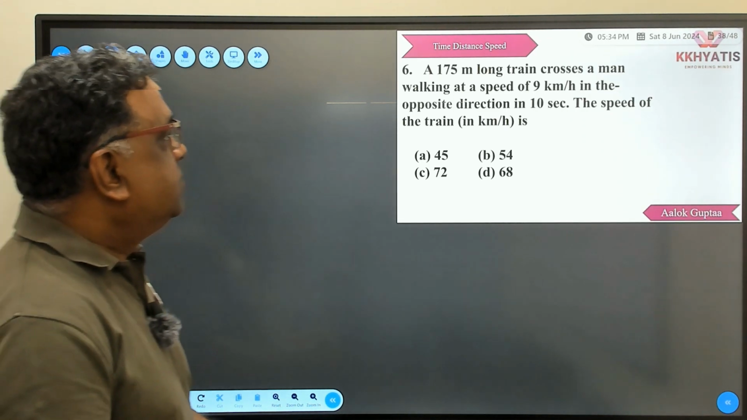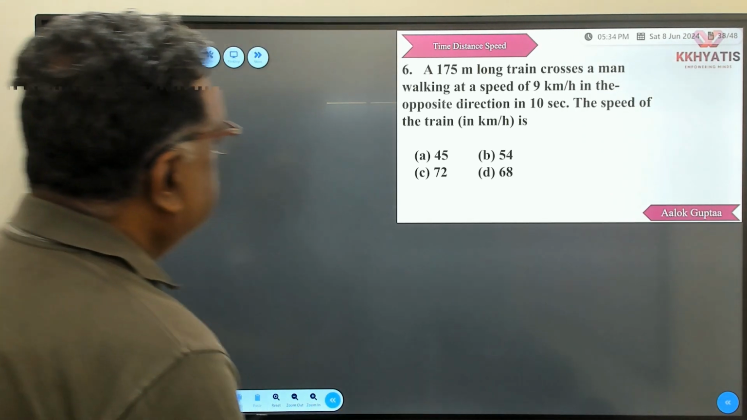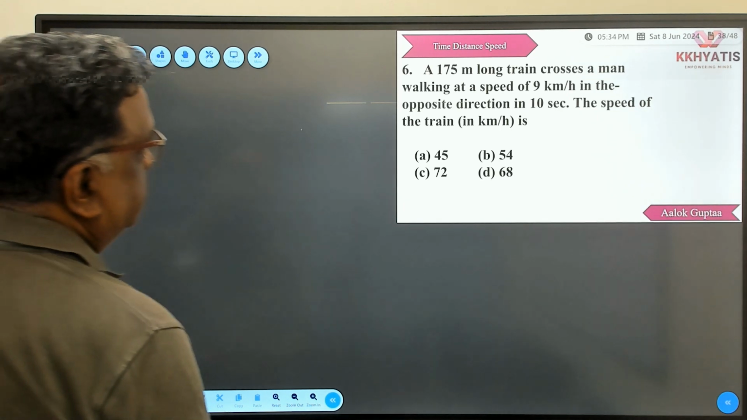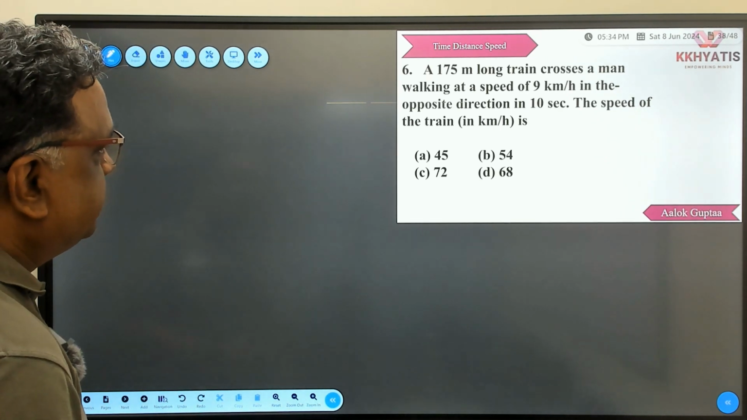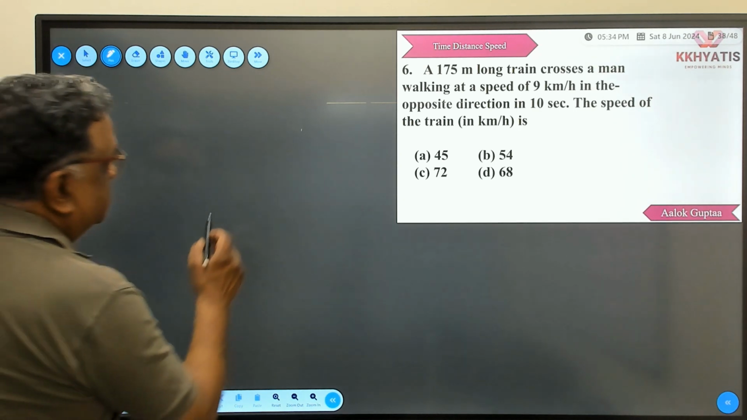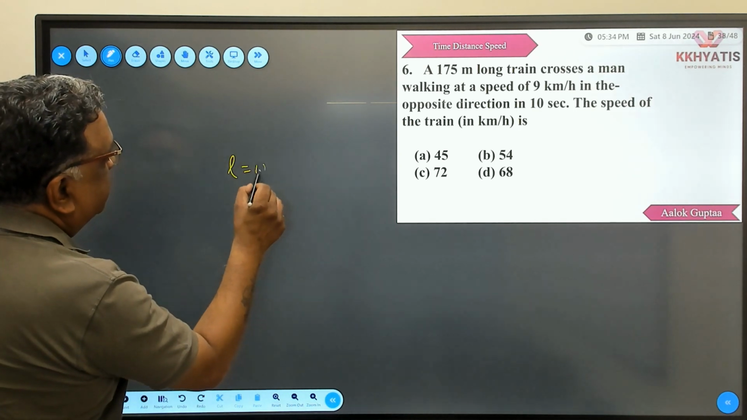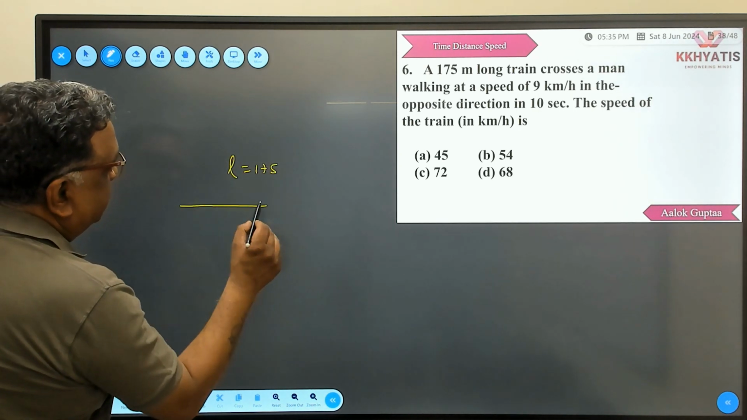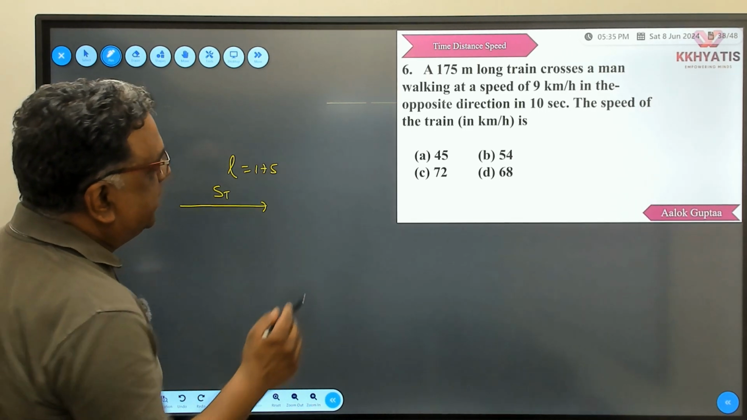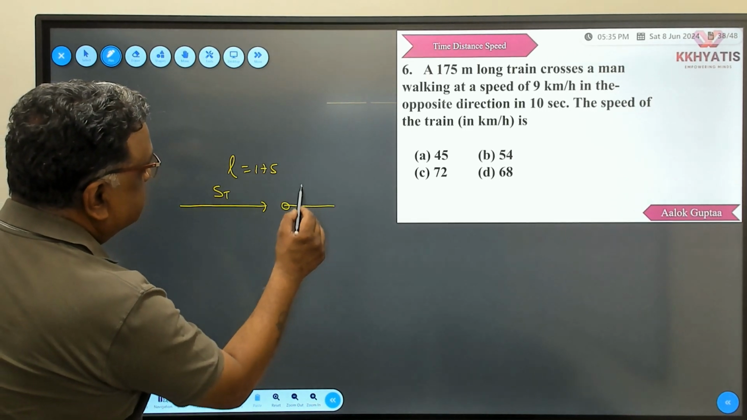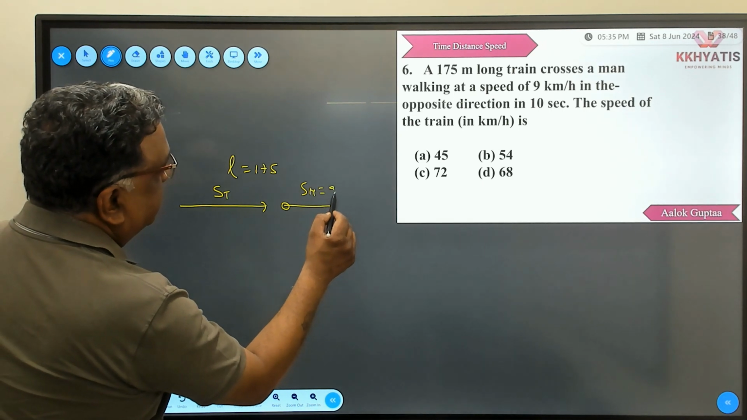A 175-meter long train crosses a man walking at a speed of 9 kilometers per hour in the opposite direction in 10 seconds. The speed of the train is? So the length of the train is 175. It is traveling like this, let us say ST, and the man is traveling in this direction, SM, which is 9 kilometers per hour.